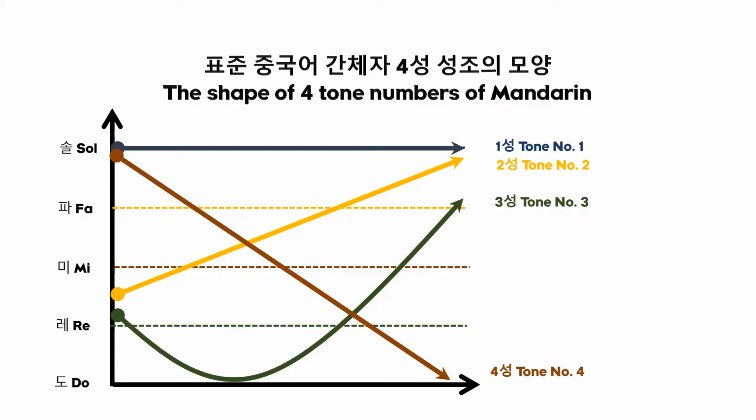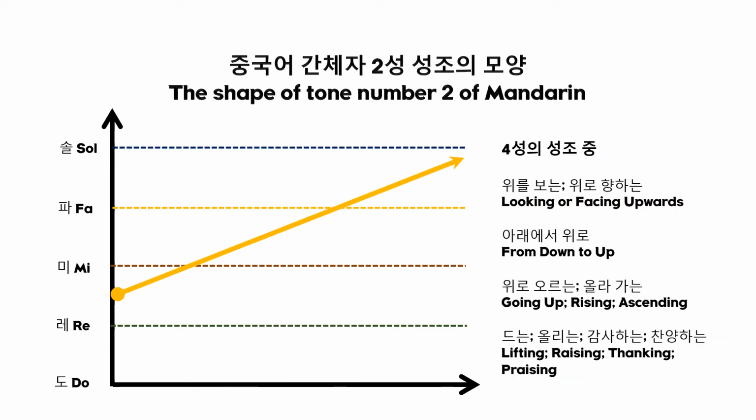Okay, I assume you already know there are 4 tones in Mandarin Chinese. We are going to look at the tone number 2. We are going to start with its shape. Okay, tone number 2. Like tone number 1, we are going to derive 4 major concepts from the shape of tone number 2 of Mandarin. Yeah, look at this shape, please.